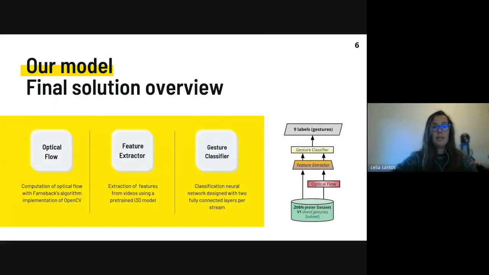So let's take a look at our model's final solution before explaining how we got here. Remember that the goal of our project is to map videos of people making hand gestures to one of our 9 classes. Thus, the input of our network are RGB videos. So first of all, when an RGB video is received, its optical flow is computed, and then we extract features from both the optical flow and the RGB videos using an I3D pre-trained network. Afterwards, these features are joined and fed into the network, whose outputs are the probabilities of each class.